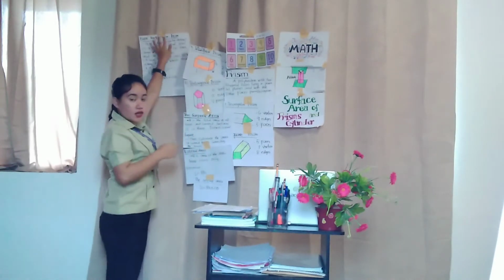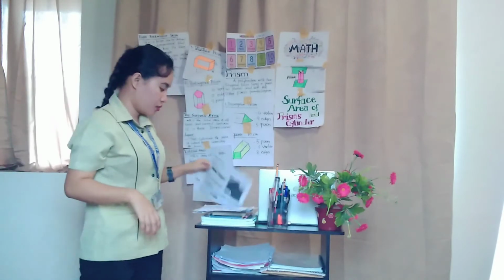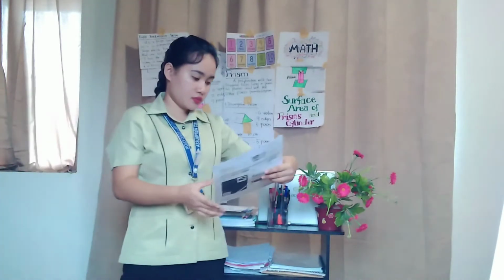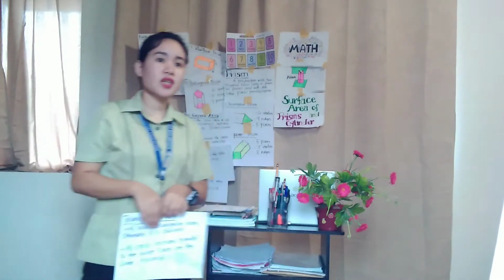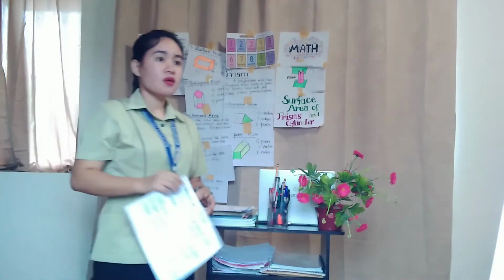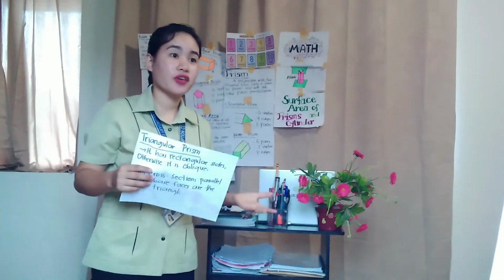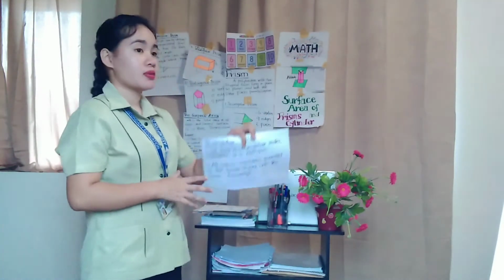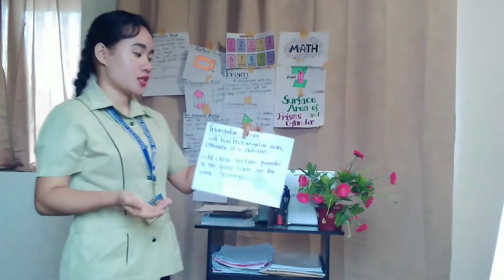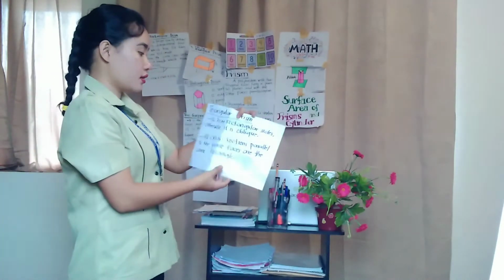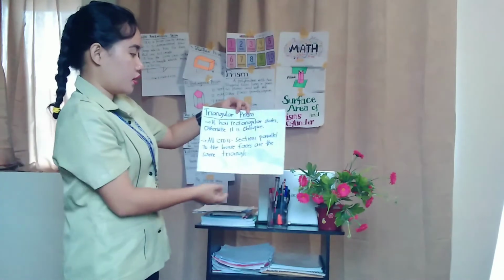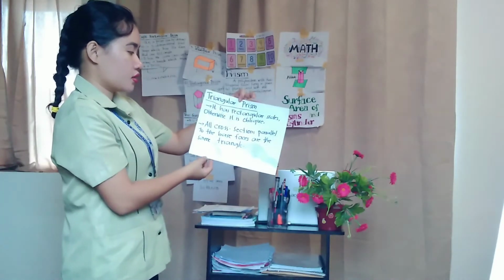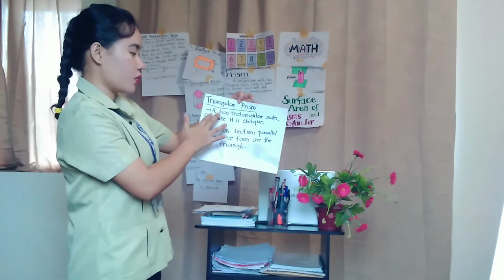Okay, none so far. Very good. Now, last we have a triangular prism. So, what is a triangular prism? Everybody, read this, our discussion. So, first, last we have the triangular prism.